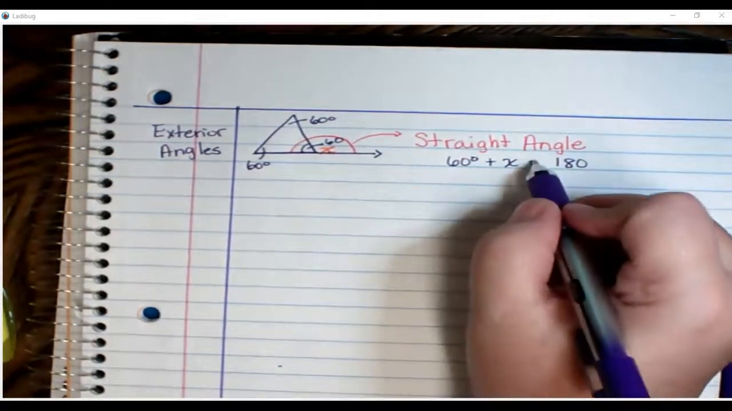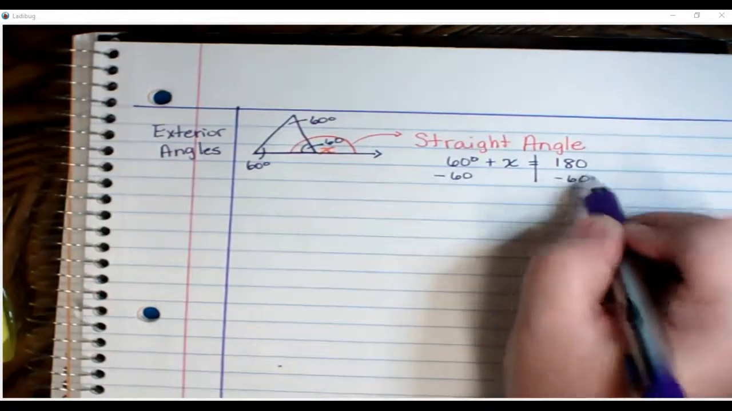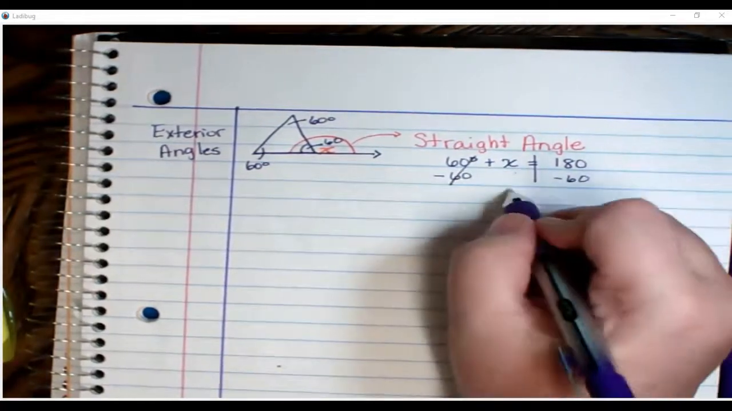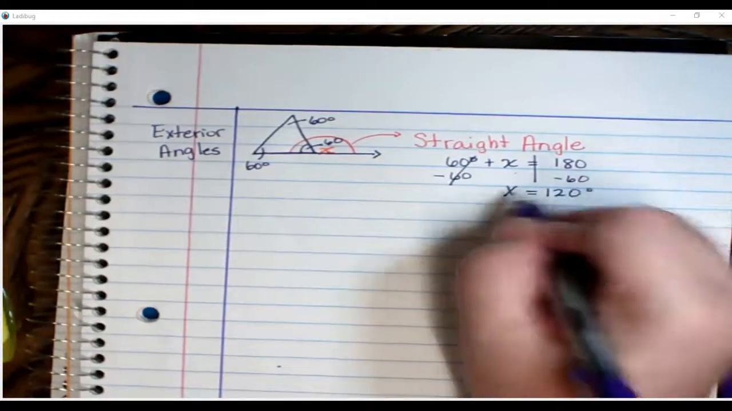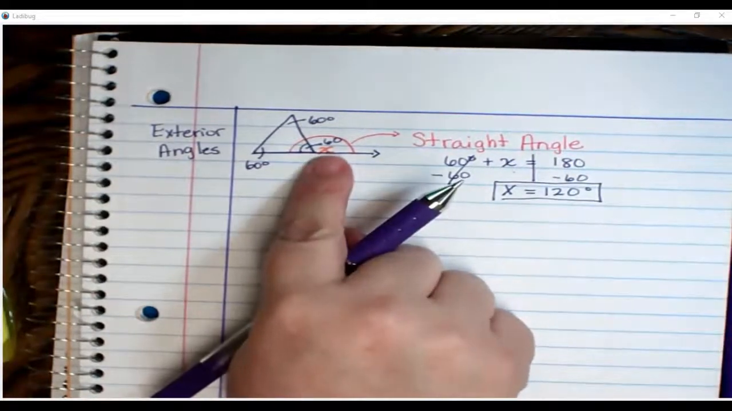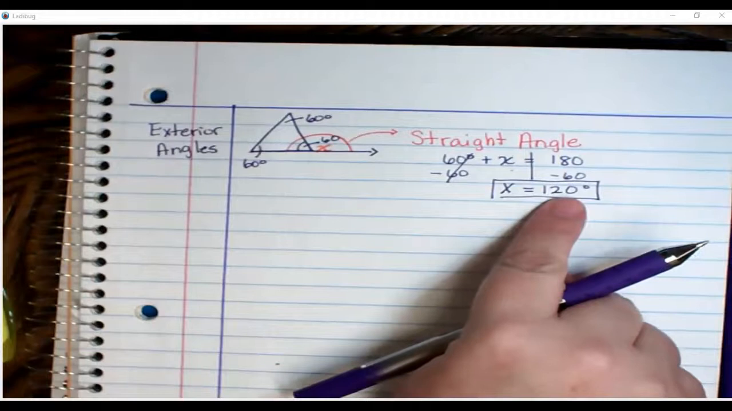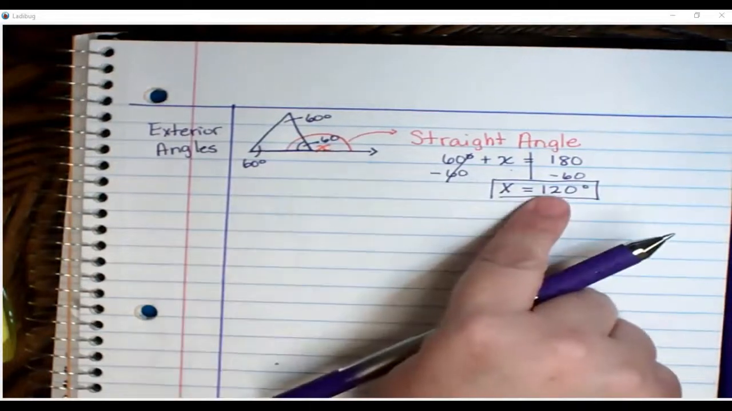Again, it's a one-step equation. Subtract 60 from both sides in order to isolate my variable. X is equal to 120 degrees. So the measurement of X, it's an obtuse angle that's bigger than 90. It seems reasonable. X is 120 degrees.